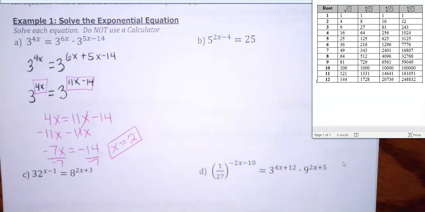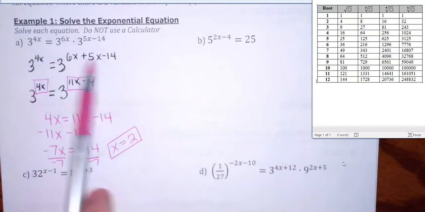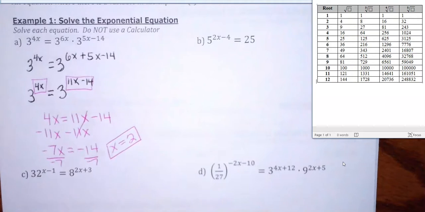Now, the rest of these equations, these all had a base of 3 when I looked at this problem. The rest of these equations, we're going to have to do a little manipulation with kind of what we did in the very first problem at the top to get the bases to be the same.